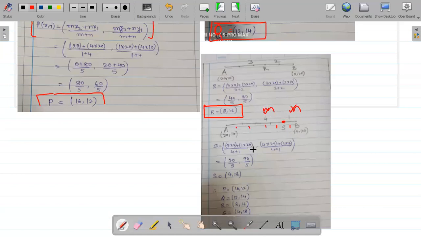Okay, plugging in the values in the section formula and simplifying, you get S, which is (4, 18). Once you have all the values P, Q, R, S, you can always write it out systematically, properly at the end, like that.